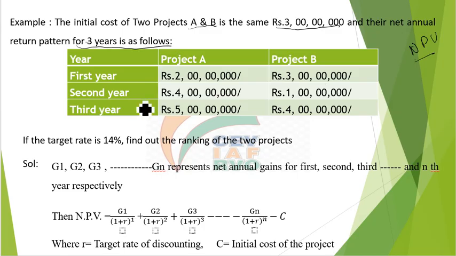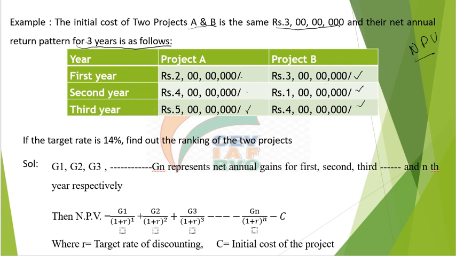Project A will get a cash flow of 2 crore in the first year, in the second year 4 crore, in the third year 5 crore. And project B will achieve a cash flow of 3 crore in the first year, in the second year 1 crore, in the third year 4 crore.